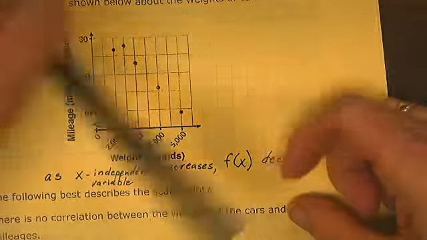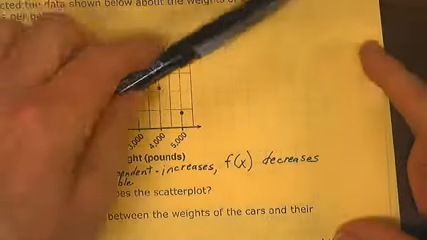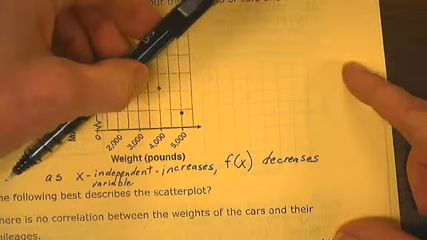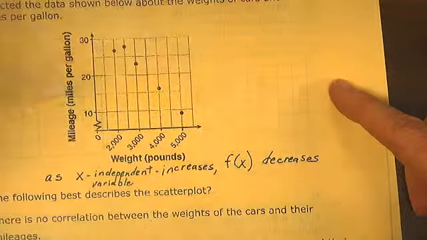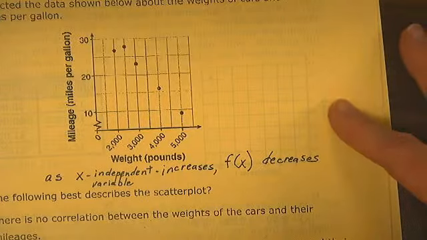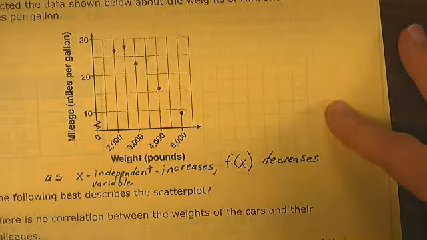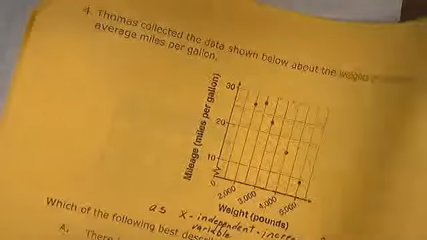No correlation, not true. Positive correlation, not true. Positive correlation would look like this. Negative correlation, absolutely true. Negative correlation followed by positive correlation, I'm not seeing it. The answer is C. The next problem we're looking at is problem 5.